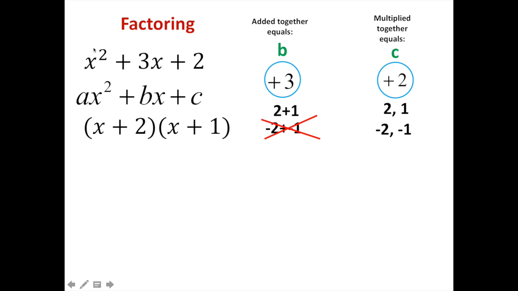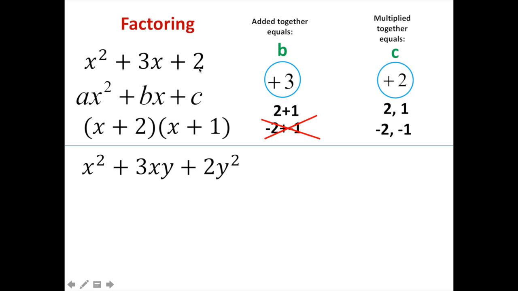x times x gives me my x squared. 2x plus 1x would give me my 3x, and then 2 times 1 would give me 2. So that one worked. Well, now let's look at one that has two different variables. This is really similar to the one that we just did. The only difference is now I have this y. I've got this y squared at the end here, and I've got a y here, and that kind of makes it really weird.